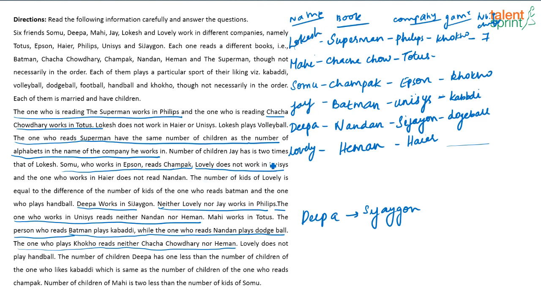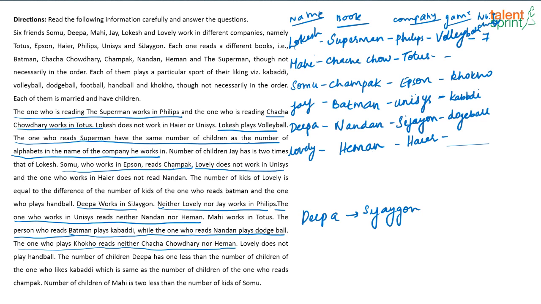It was mentioned very clearly somewhere that Lokesh plays volleyball. So this can't be Coco. Lokesh plays volleyball, so Coco is already here. Now what are we left with? If you look at the games, we are left with 2 games: we need to place football and handball. Now what is given about football and handball?